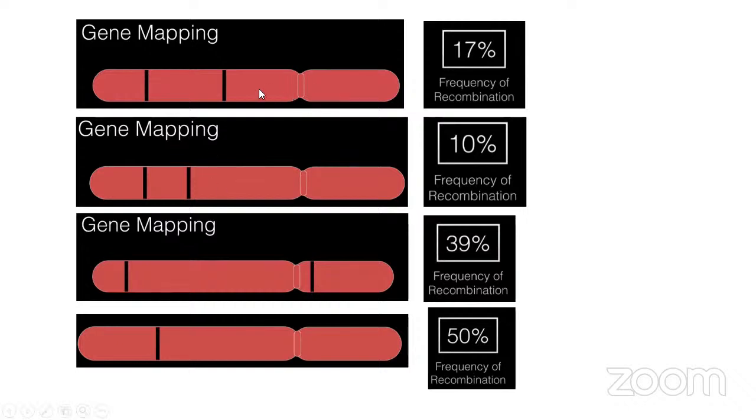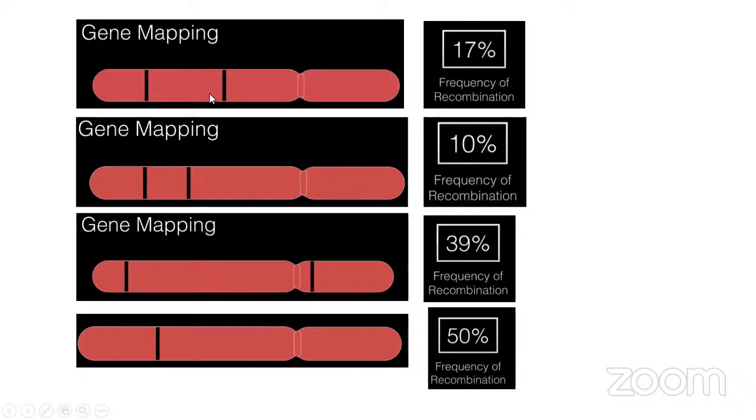Suppose there is gene A and gene B. If the crossing over or recombination frequency is 17%, that means they will be located at a certain distance on the chromosome. Now, if the frequency of recombination or crossing over is less, that means the distance between the two will be less, which can be clearly seen from the example shown here.